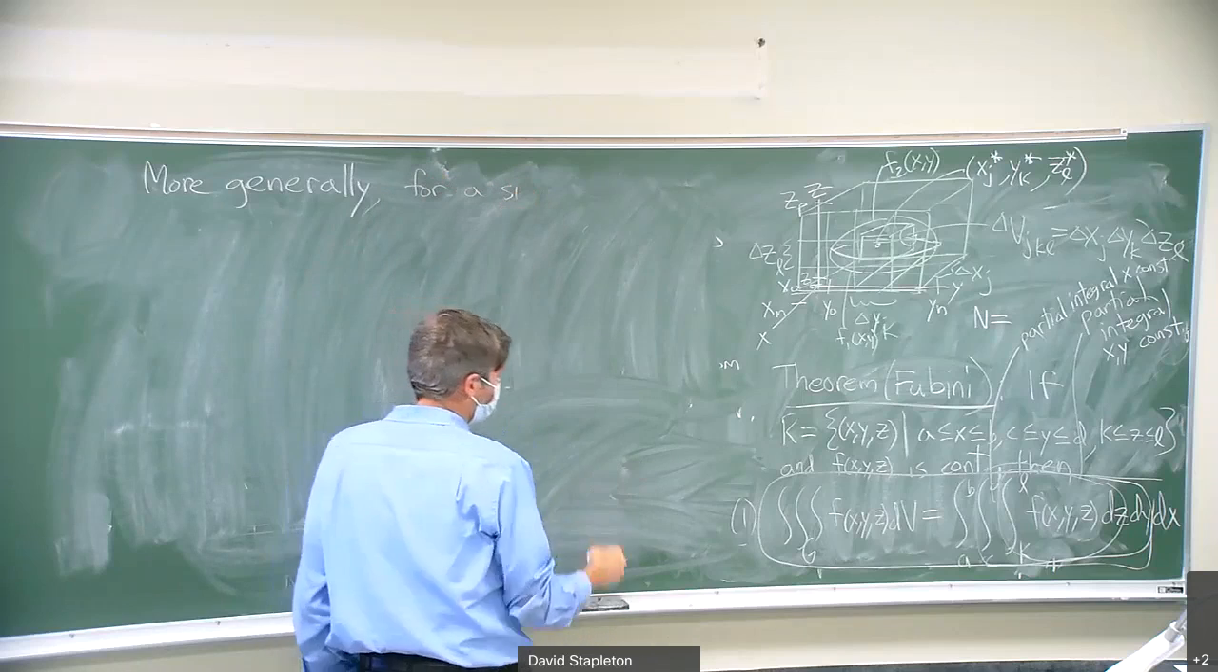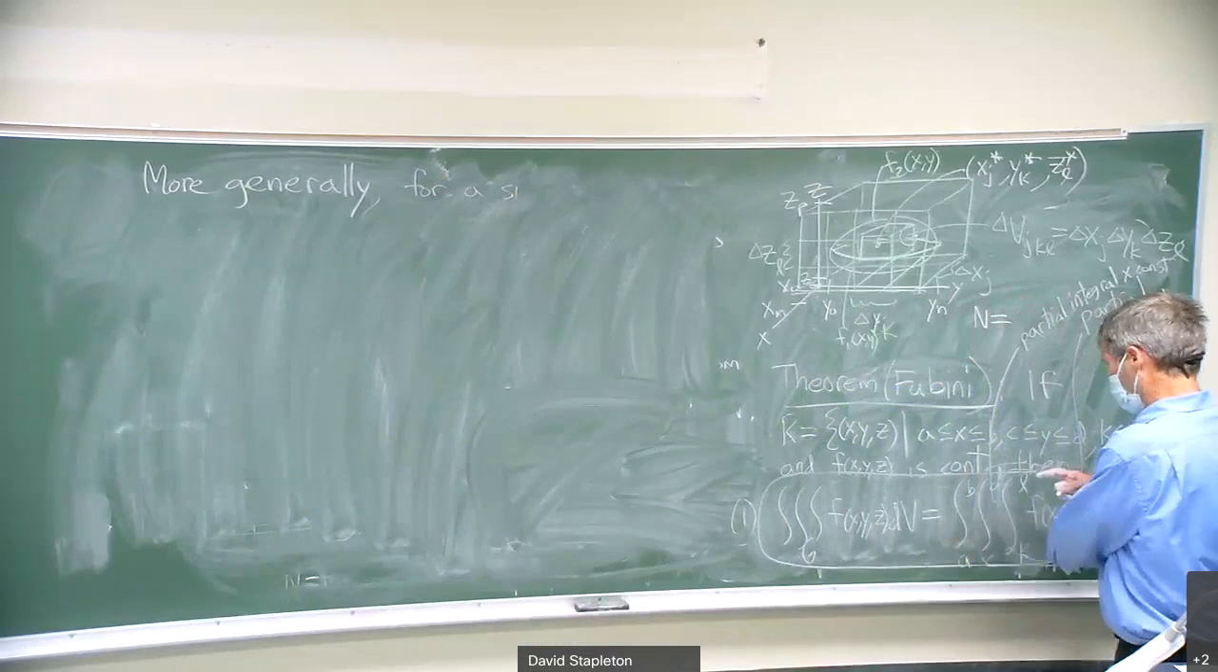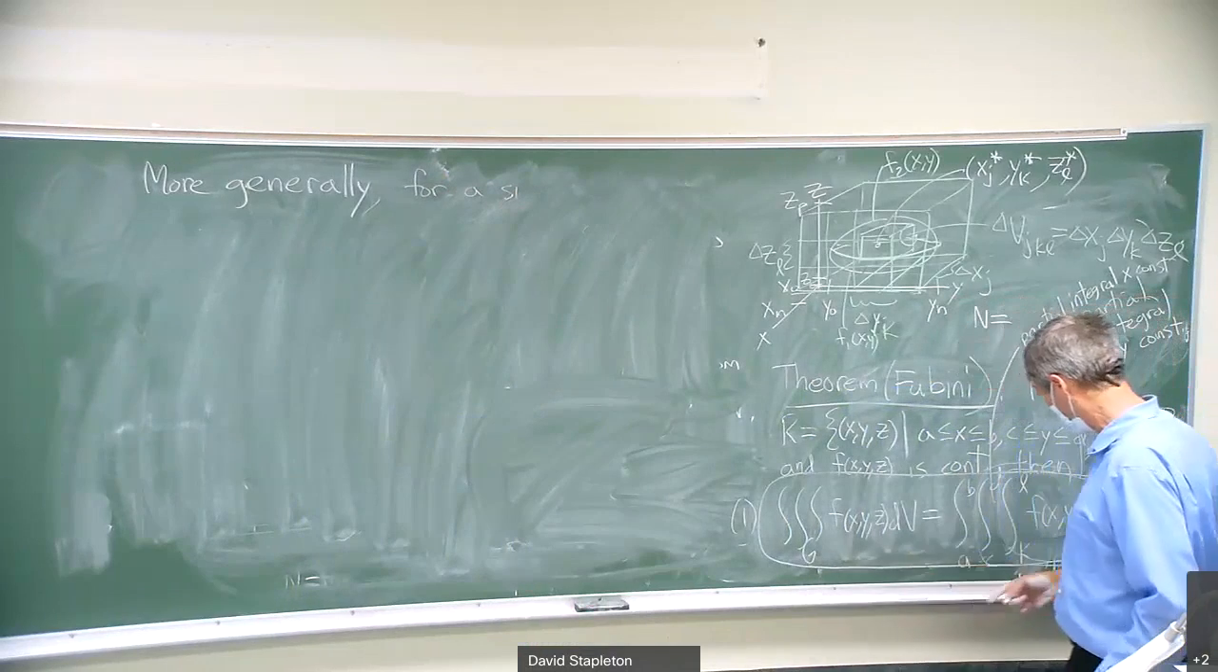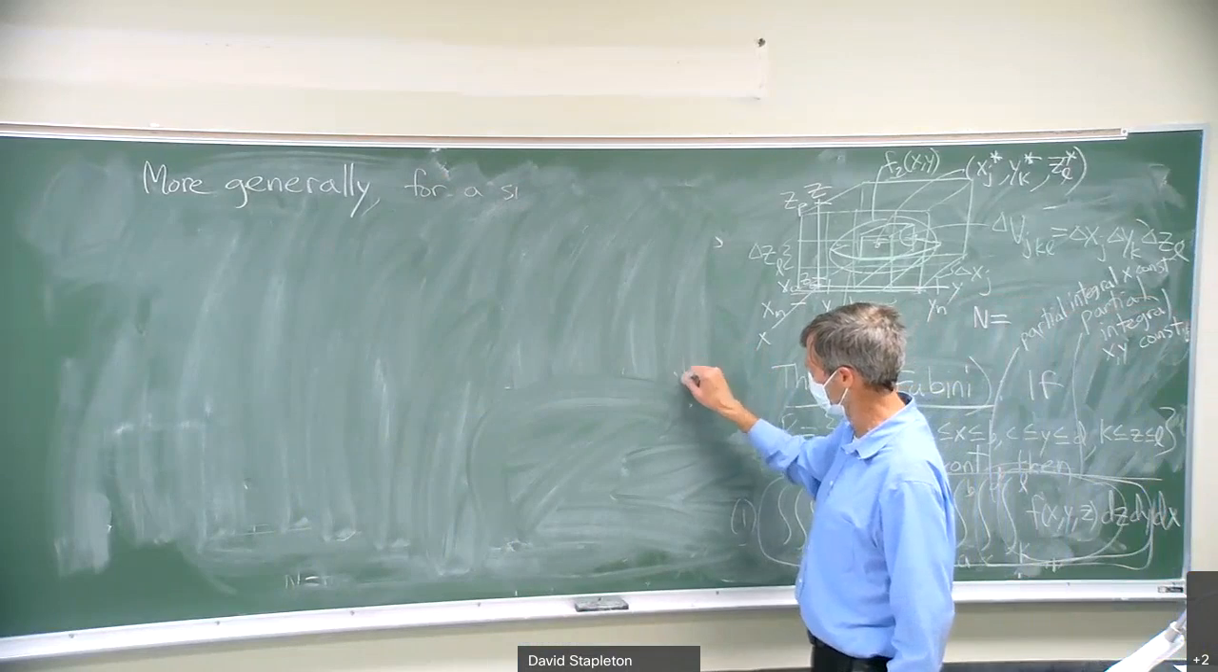Oh, and by the way, I forgot to write something else down here. There's nothing sacred about this order. You can integrate in any order. There's actually 6 different orders when you have 3 different variables, right? Because there's 6 different permutations of x, y, z.